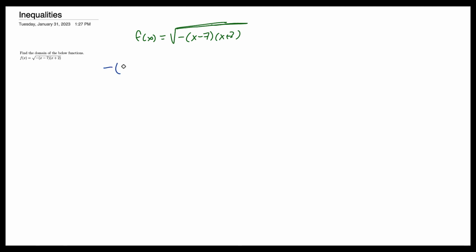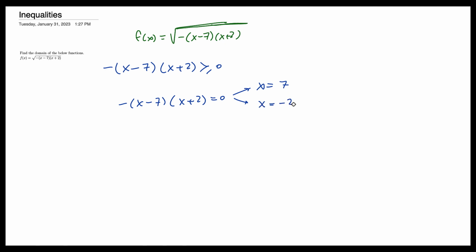I'm going to write minus x minus 7 times x plus 2 bigger than or equal to 0. Now from here, what I know is that if I have an inequality like that, first I have to find the boundary, or where the cutoffs are. So I'm going to set the polynomial equal to 0 first, and by setting it equal to 0, I will get x equal to 7 and x equal to negative 2.